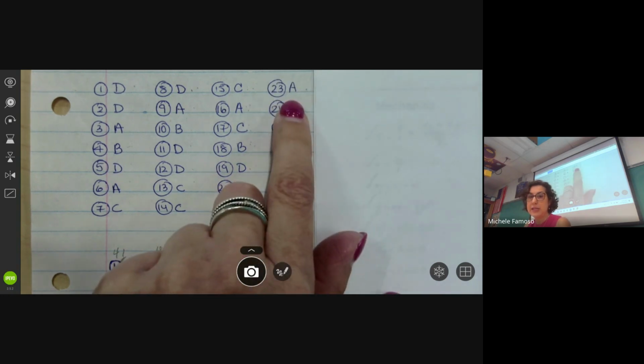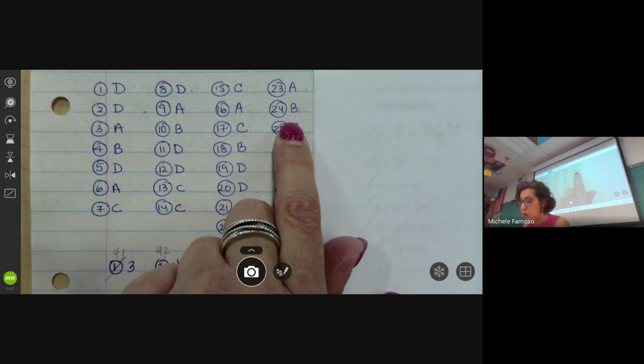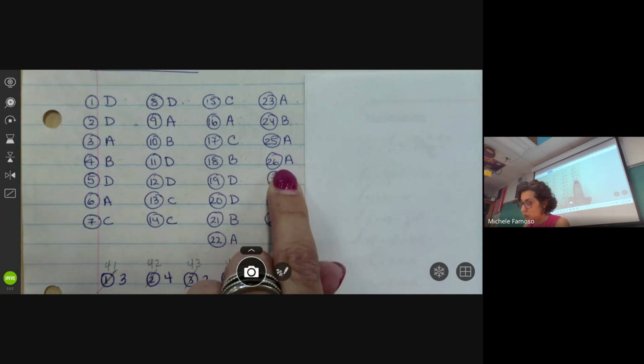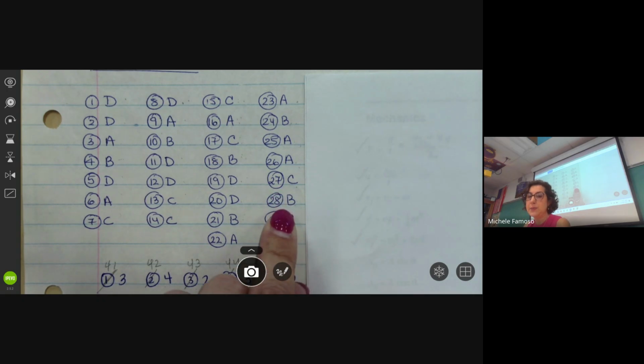19 is D. 20 is D. 21 is B. 22 is A. 23 is A. 24 is B. 25 is A. 26 is A. 27 is C. 28 is B. 29 is A.